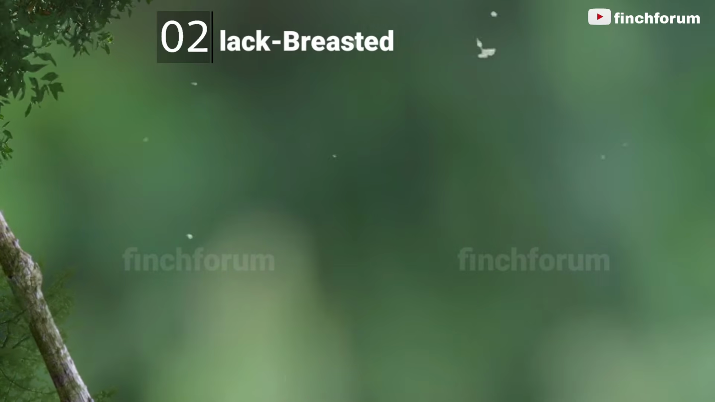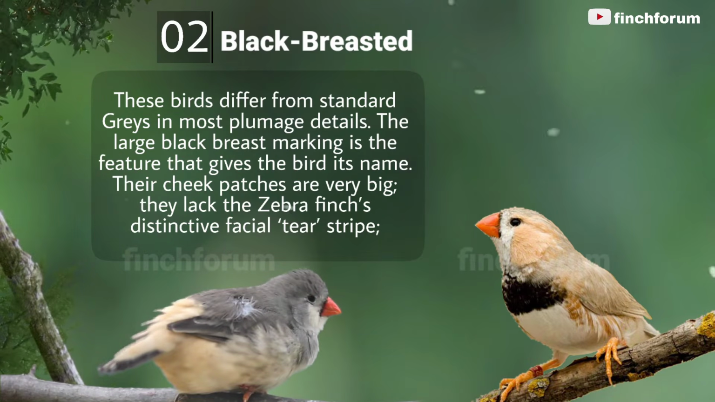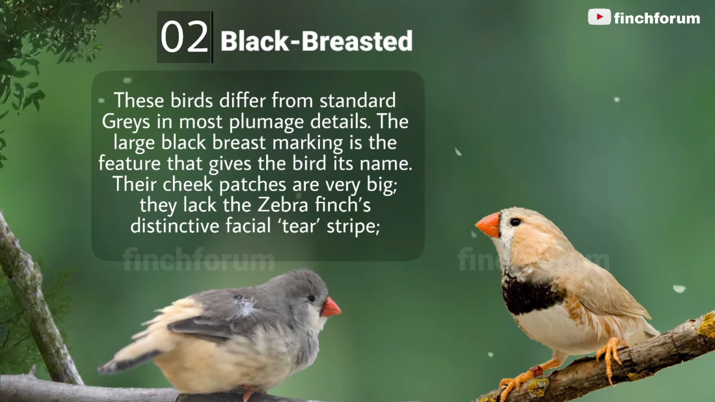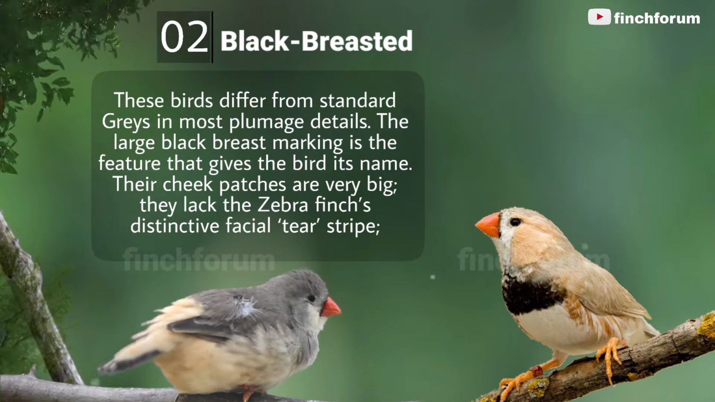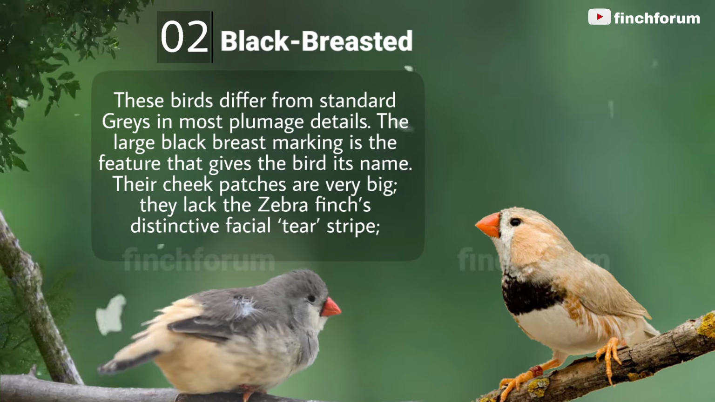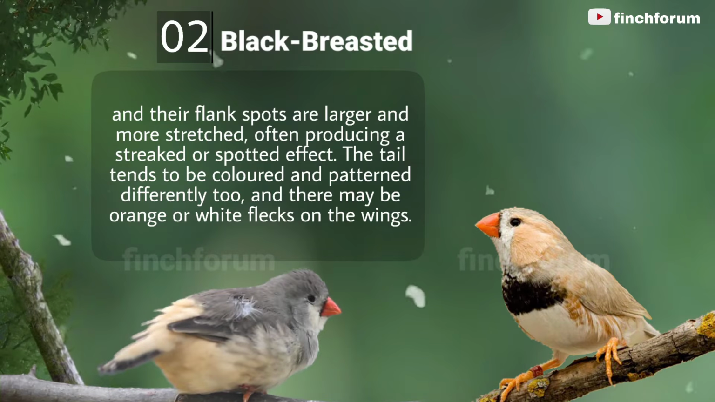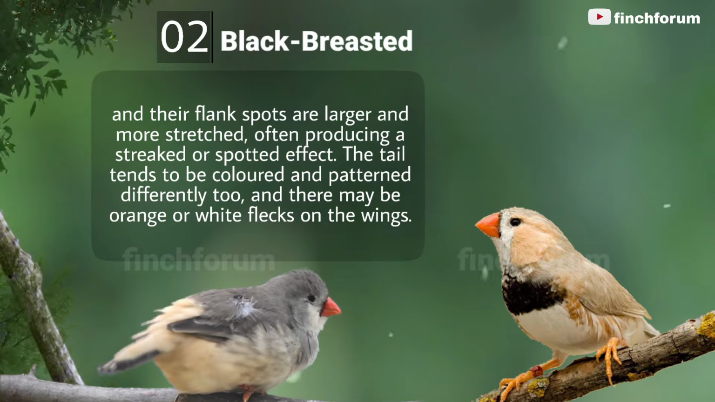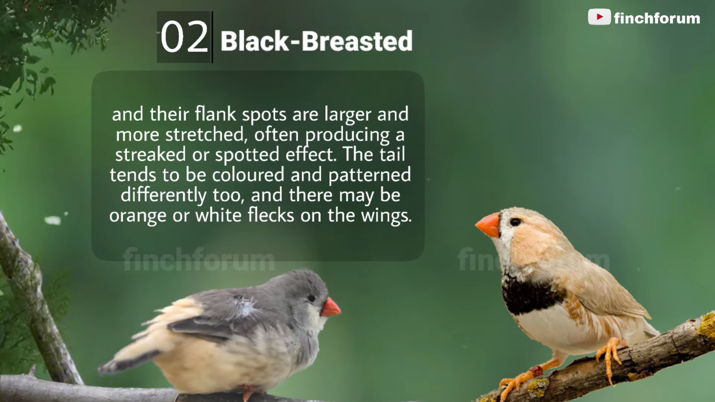Number 2. Black-breasted. These birds differ from standard grays in most plumage details. The large black breast marking is the feature that gives the bird its name. Their cheek patches are very big, they lack the zebra finch's distinctive facial tear stripe, and their flank spots are larger and more stretched, often producing a streaked or spotted effect. The tail tends to be colored and patterned differently too, and there may be orange or white flecks on the wings.